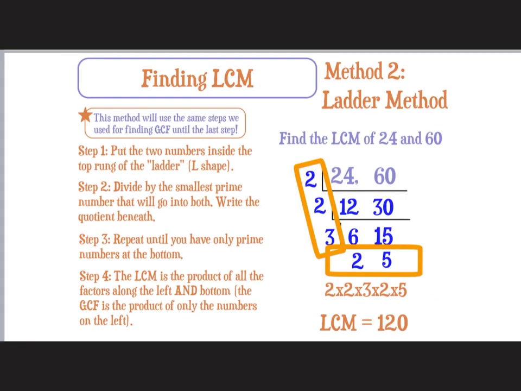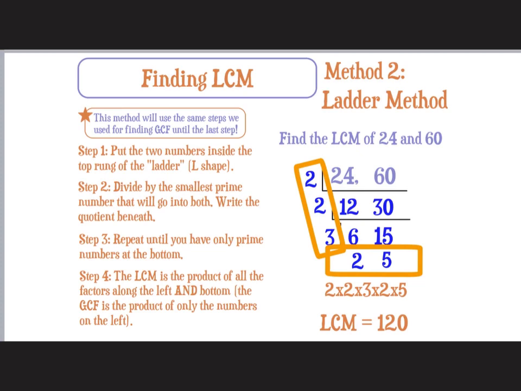Another way of doing this is called the ladder method. The ladder method involves doing something that makes a ladder. It kind of looks like a ladder. So you're going to put the two numbers inside of the top rung of the ladder, or an L shape, and you're going to divide by the smallest prime number that will go into both. So write the quotient beneath, and then repeat. Quotient is just the answer of a division problem. And you're going to repeat until you have only prime numbers at the bottom and the side. And the LCM is going to be the product, right? The answer of a multiplication problem of all of the factors along the left and the bottom.